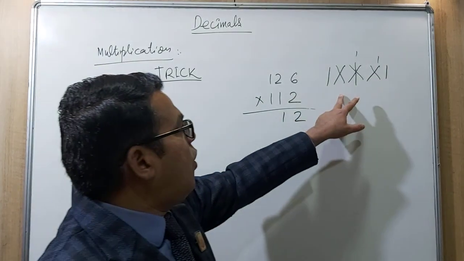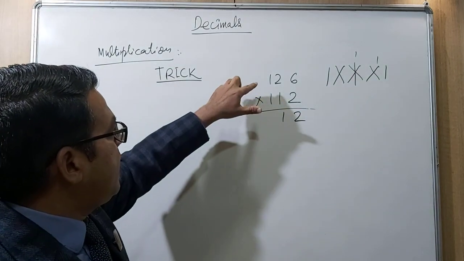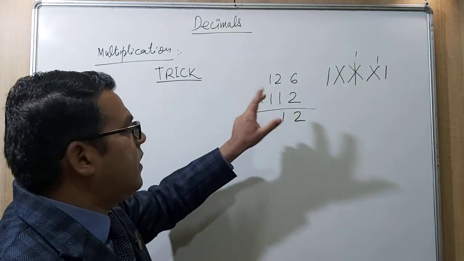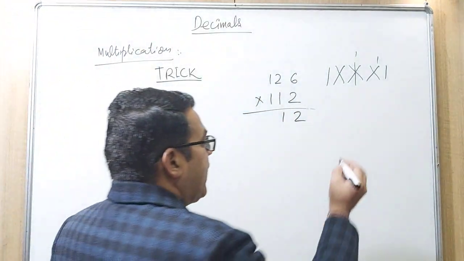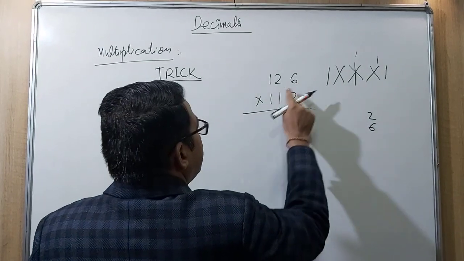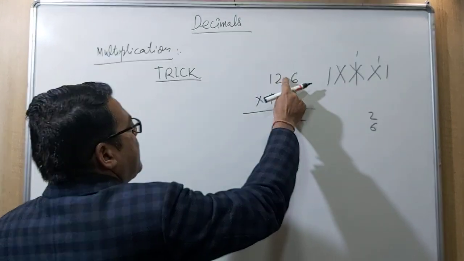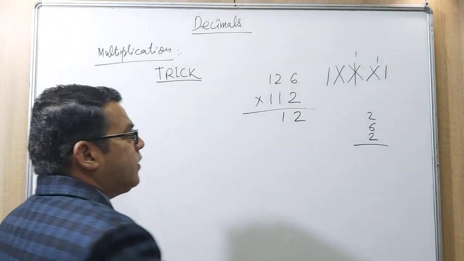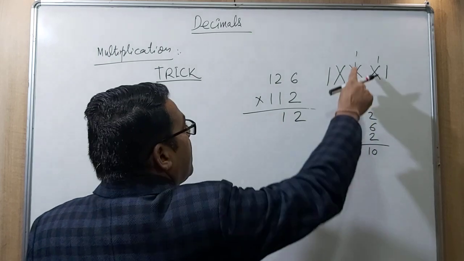Now this cross and a divider is there. It means we need to multiply this 1 with 2, 2 we have. 6 with 1, so 6 we have. So 6 plus you can write here also 2. After multiplying 1 with 2 we have 2. 1 with 6 we have 6. And after multiplying 2 with 1 we have 2. Now we need to add all these together. So what do we have? 10 we have. But 1 is carry there.